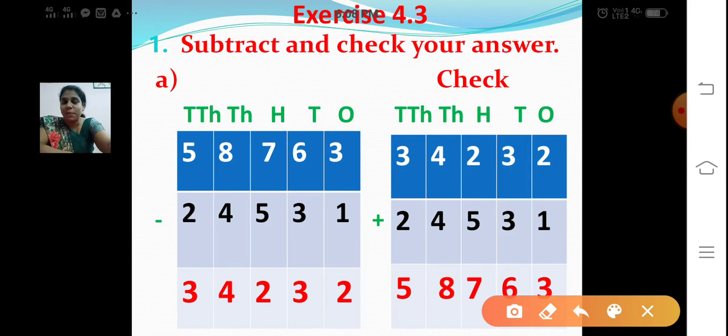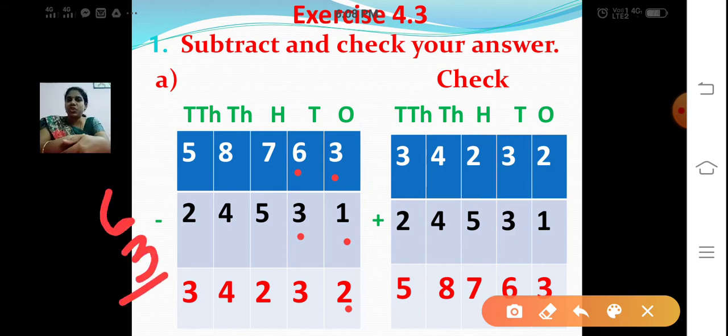So let's subtract the ones place first. 3 minus 1. Start from number 1. Count forward till you reach 3. After 1, 2, 3. So how many numbers? 2 numbers. Write it down. 3 minus 1 is 2. Now let's move on to the tens place. 6 minus 3. Start from number 3. Count forward till you reach 6. 6 tens minus 3 tens. After 3, 4, 5, 6. 3 numbers. 6 minus 3 is 3. Write it down.